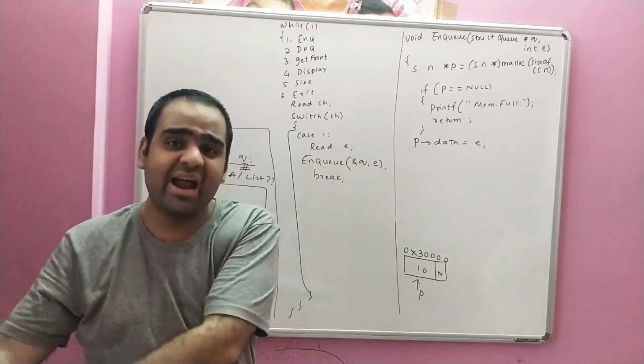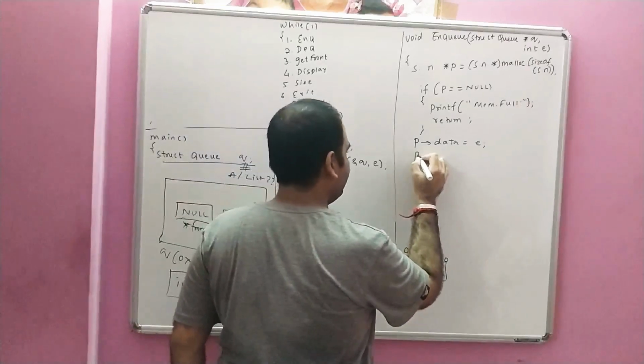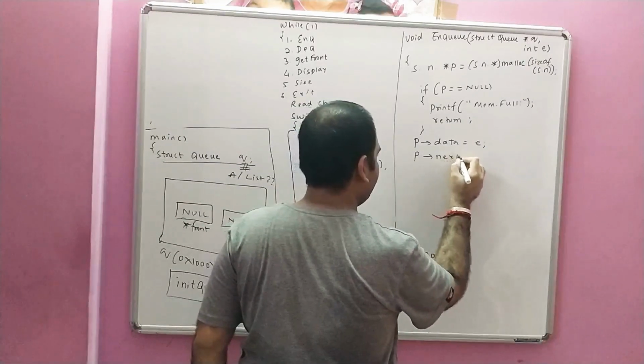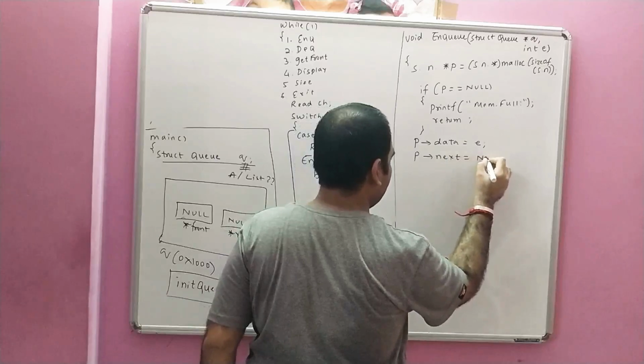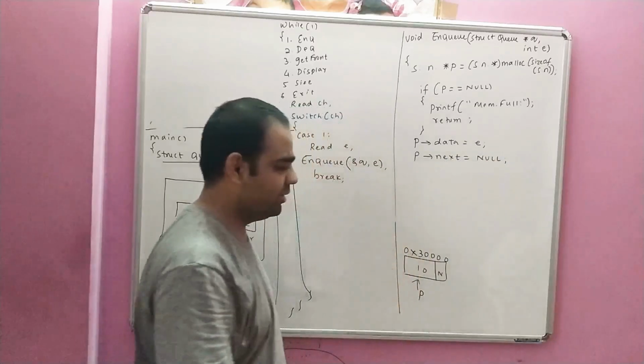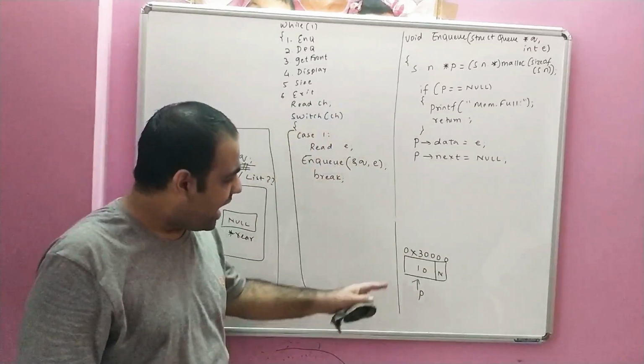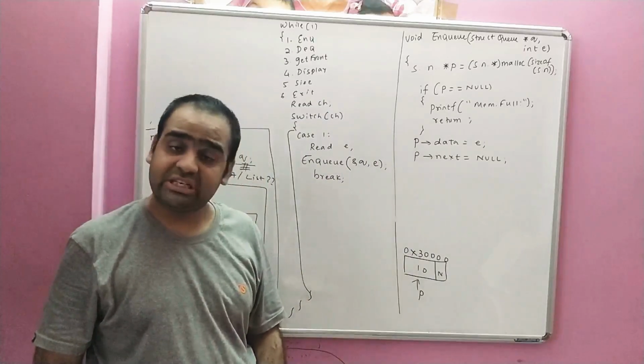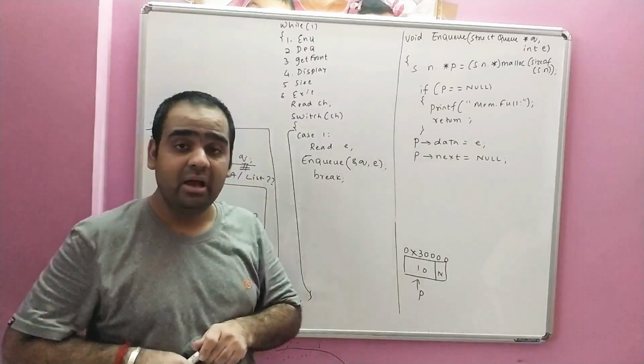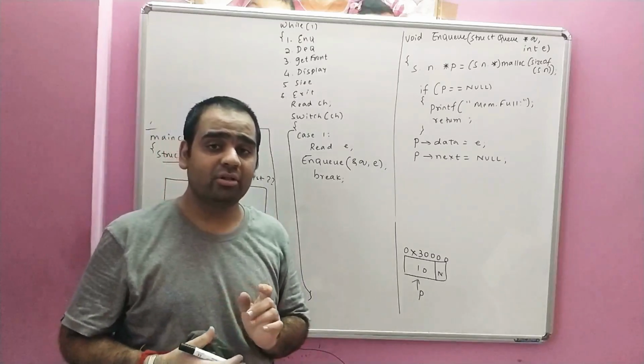You are always adding at the end. Since you are always adding at the end, p arrow next should be equal to what? Null. I say p arrow next is equal to null. Now, are we adding this node for the first time? Yes, I am adding this node for the first time.